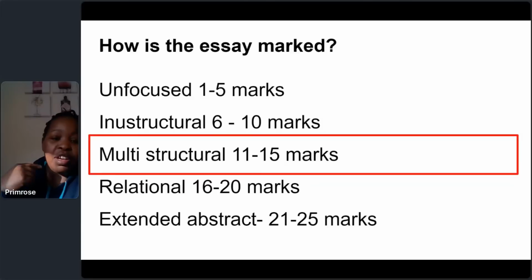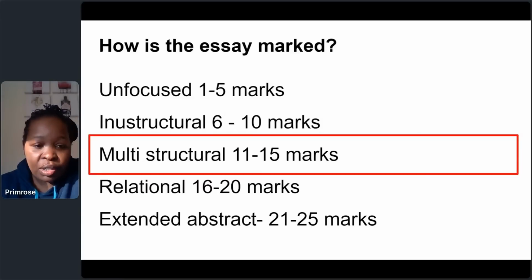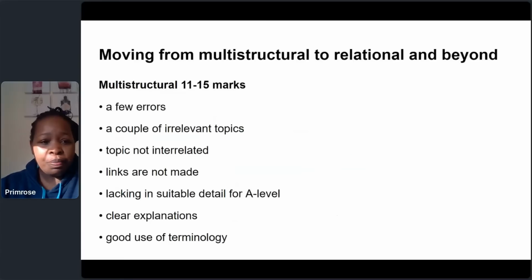But students that are aiming for that top grade, so if you're aiming to get an A star, you should really be working in the relational or extended abstract. I think only about 0.5% managed to get in the extended abstract category. That's not to say it's impossible. It just requires that your core content is really, really secure.